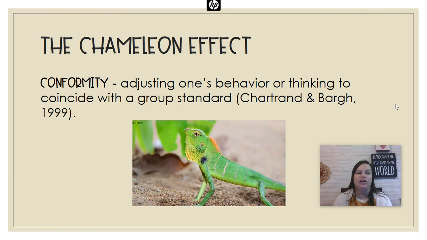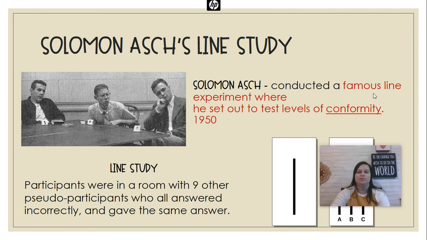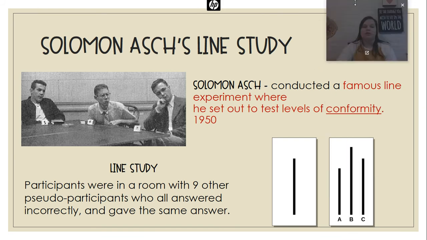The chameleon effect basically is conformity, the idea that we generally want to blend in, not always. The chameleon effect is adjusting one's behavior or thinking so that you can coincide with a group standard. The Asch experiment, by Solomon Asch, studied the pressure of the group on conformity. The famous line experiment was done in 1950 to test levels of conformity.